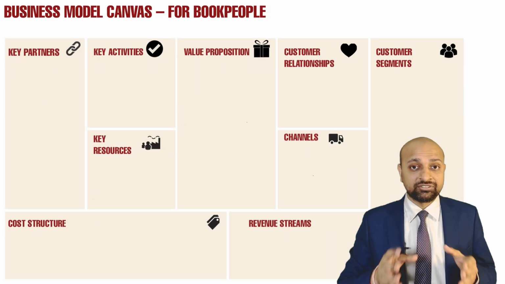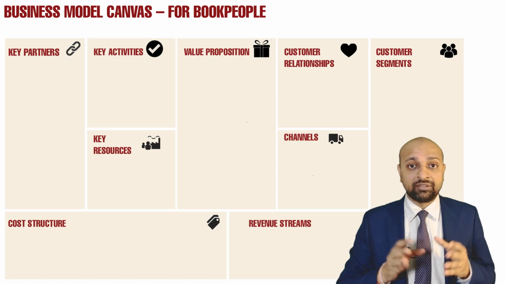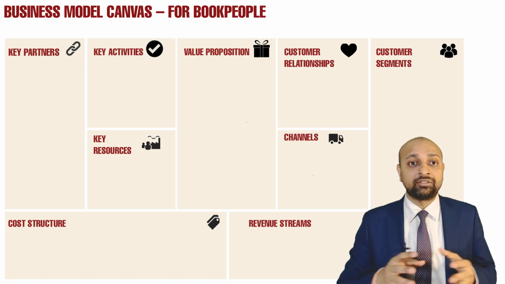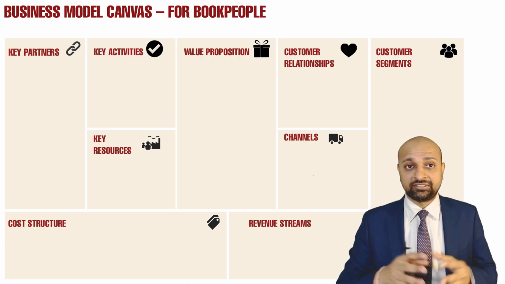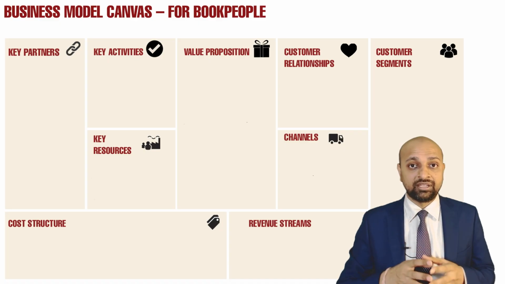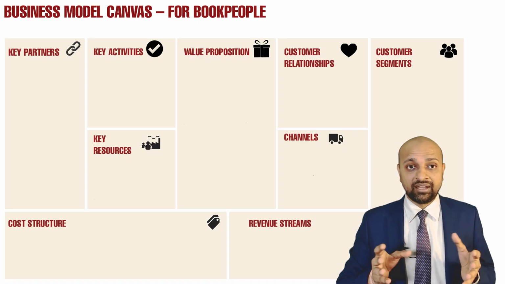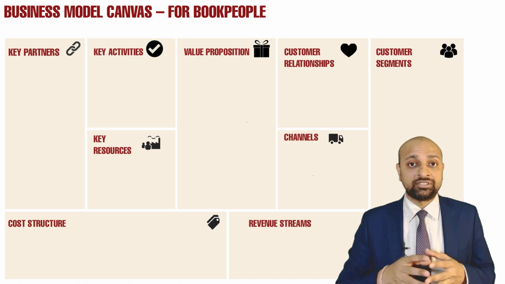Let's move on to the next step. So this is a sample template for the business model canvas, and this is provided by Alex Osterwalder. It has these nine sections: key partners, key activities, key resources, and the other sections. So this is the template.